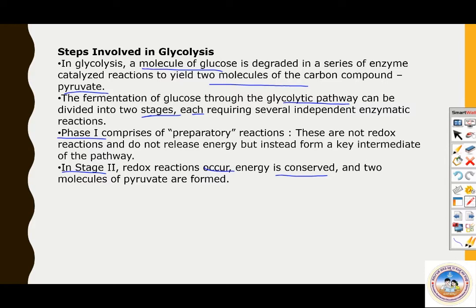Whereas in stage 2, it is actually consumed and giving rise to the molecules called pyruvate. So a single molecule of glucose is giving rise to how many molecules of pyruvate? It is giving rise to 2 molecules of pyruvate. Am I clear to you?